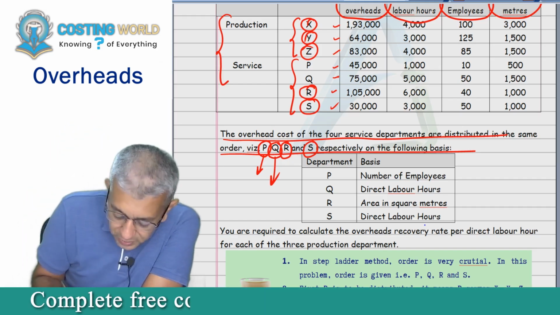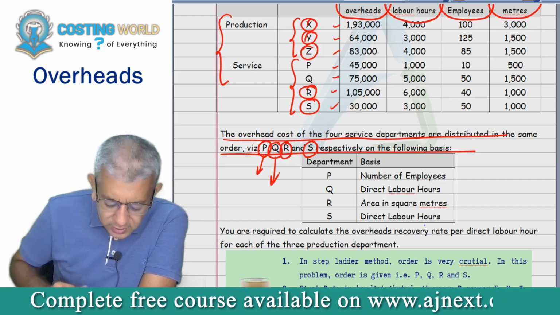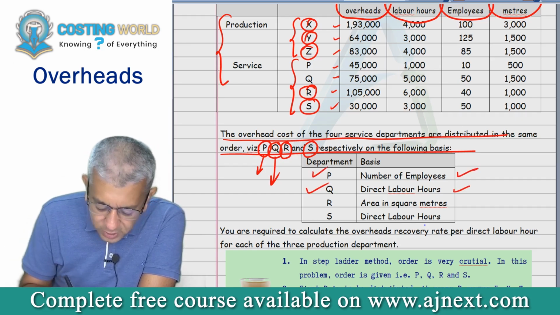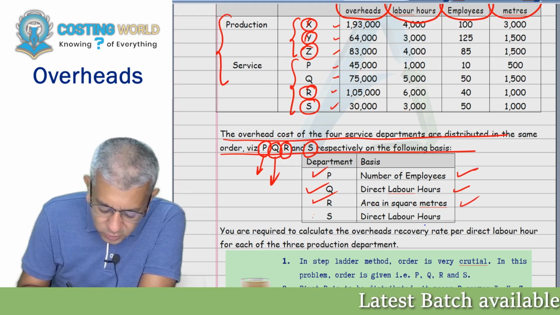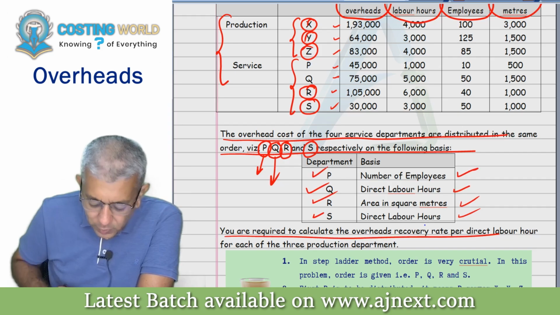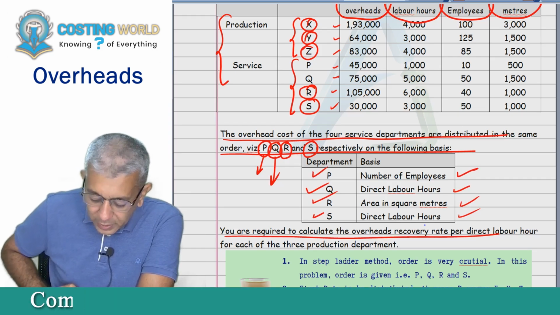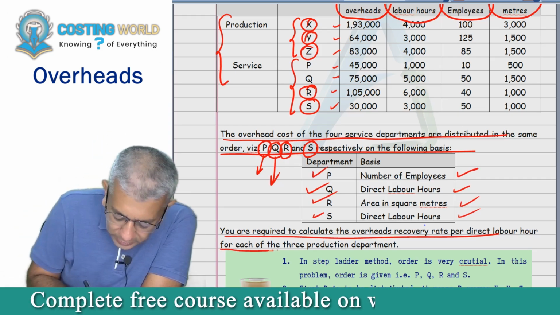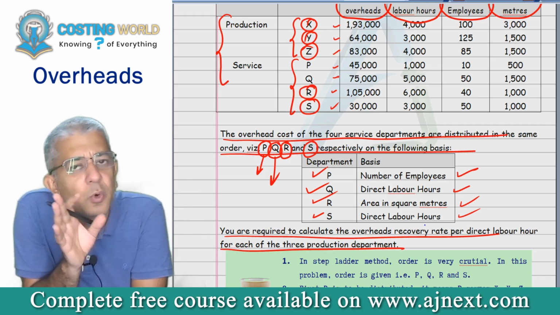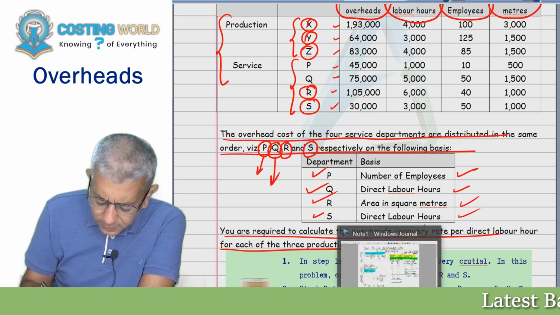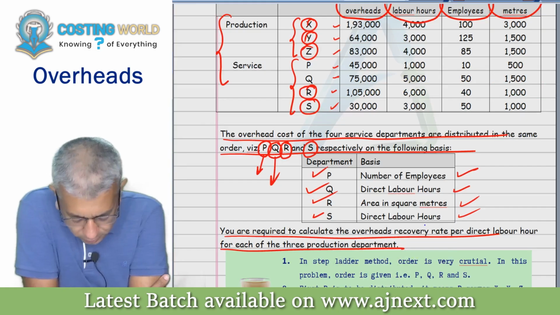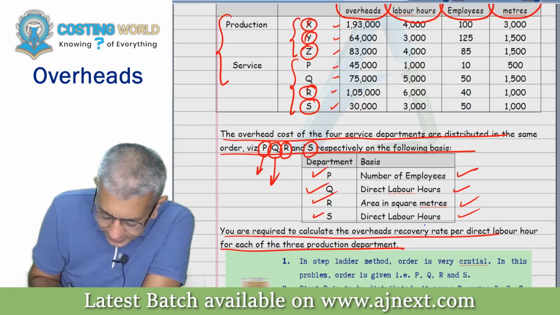Job done. Further, now, how to divide the cost? They will only tell us here. P you divide in the ratio of number of employees, Q divide in the ratio of labor hours, R you divide in the ratio of area in square meters, S you divide in the ratio of direct labor hours. You are required to calculate overhead recovery rates per direct labor hour for each of the three production departments. In any case, absorption rates are only calculated for the production departments. That's what I told you over here. So compute the overhead recovery rates.